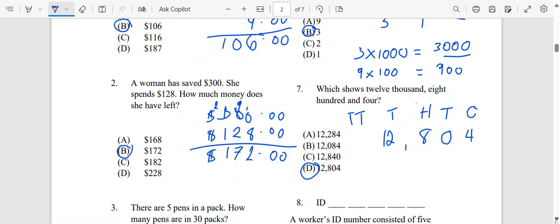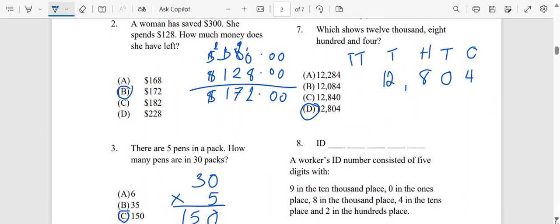Guys, try to remember the structure of your place value chart. I put the 12 there under the 1,000 because I wanted you to understand what it is that we are doing. But by right, we know that the 1 would go right there. All right, so let's continue.